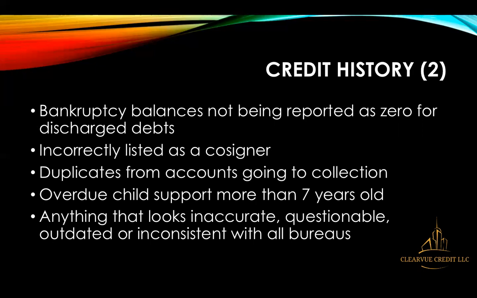Now, in a previous section, I reiterated several times: inconsistent with all bureaus. This is important. If your balance is $5,000 with one bureau, why would it be $6,000 at another bureau? That's inconsistent. Or if it says on one bureau you were 30 days late, but with another bureau it says you were 60 days late, which one is right? That's inconsistent. So you want to look for different inconsistencies amongst the bureaus, not only whether something looks questionable in and of itself with a specific bureau.